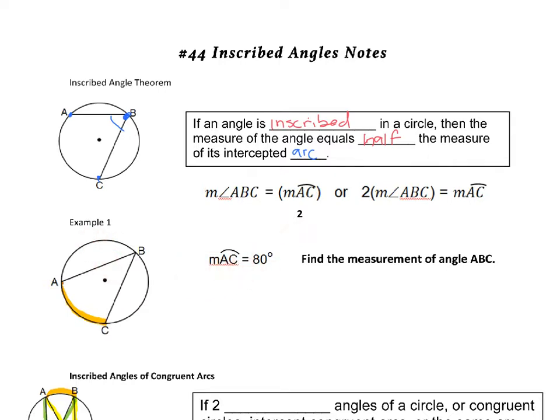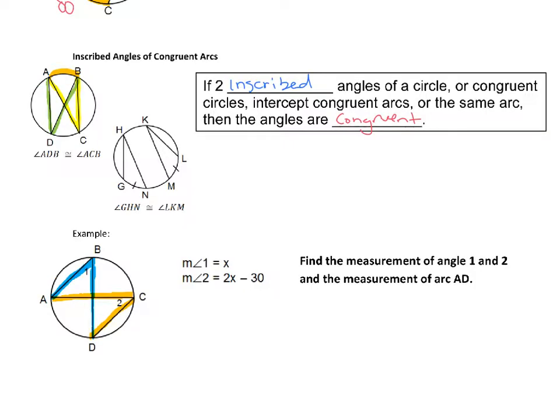So here's our first example. The measurement of the arc AC is 80 degrees. So I'm going to put that it's 80. Notice this is clearly not a central angle. It is inscribed, and it wants us to find the measurement of angle ABC. To find that, it is half the measurement of its arc. So 80 divided by 2 leads me to 40 degrees as the measurement of angle ABC.